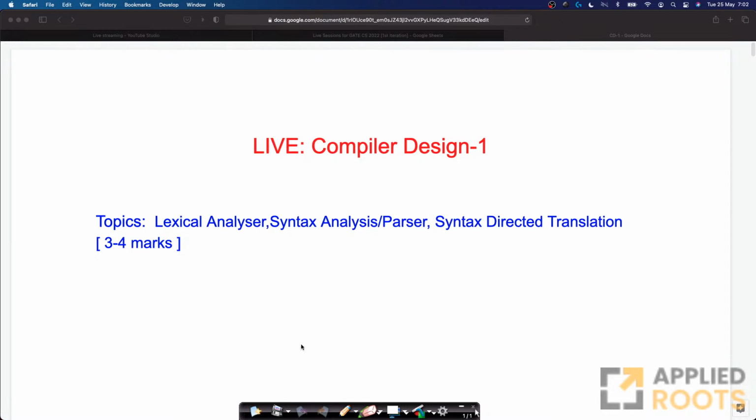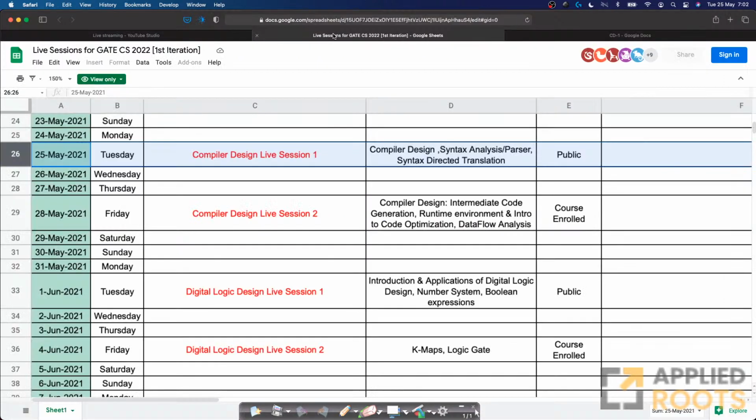So today is the first session. Again, we've already pinned the whole live session schedule itself. We are on the 25th of May. This is compiler design live session 1, which is a public session, and we are covering basic concepts like syntax analysis, syntax directed translation, basics of compiler design, parser, etc. In the next session, we have other concepts which were given more focus from last year onwards.